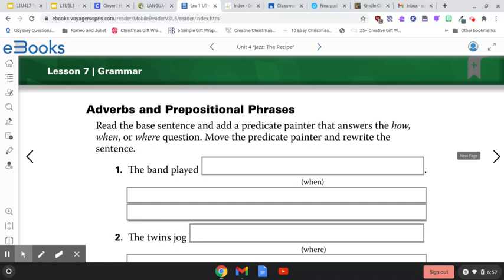How can we answer the question of when the band played? We could say the band played last Friday. Oops, we need to capitalize Friday.